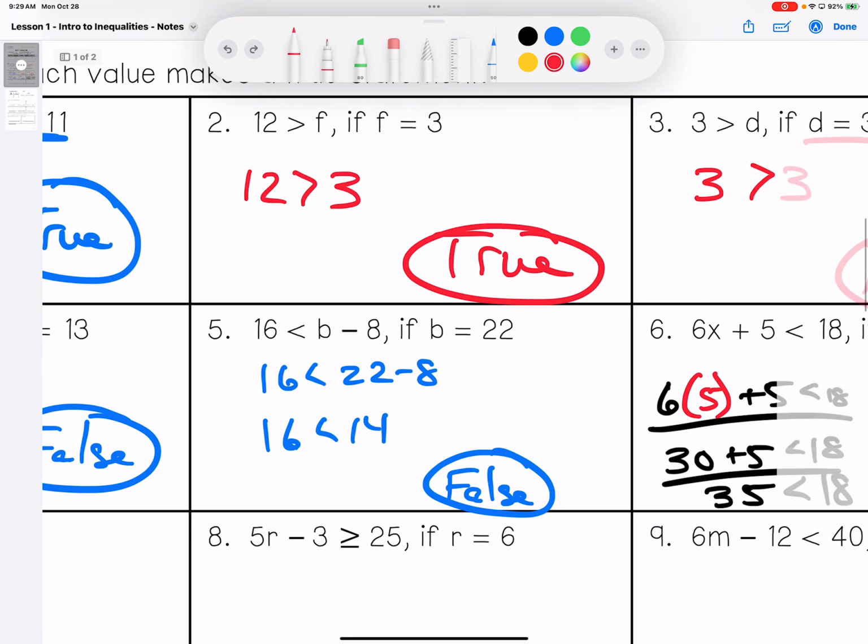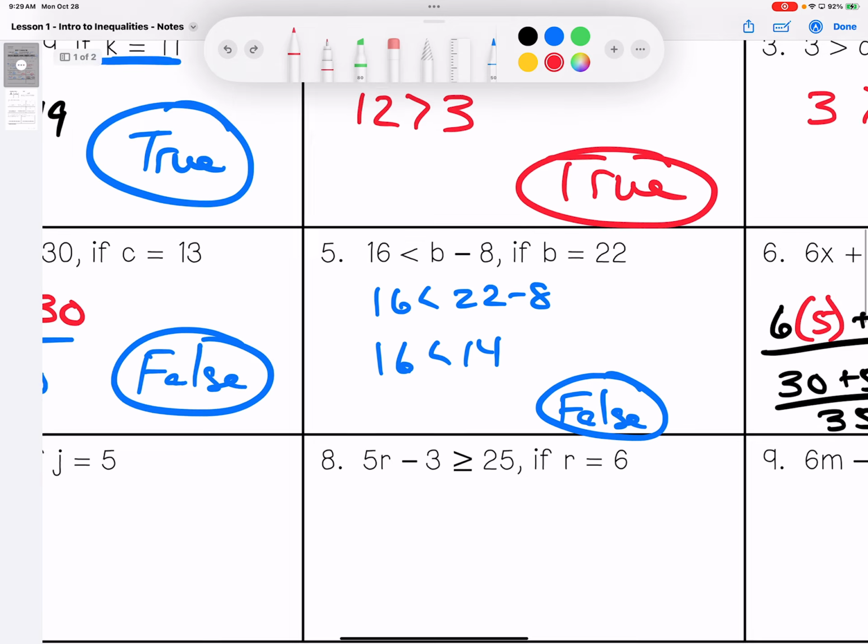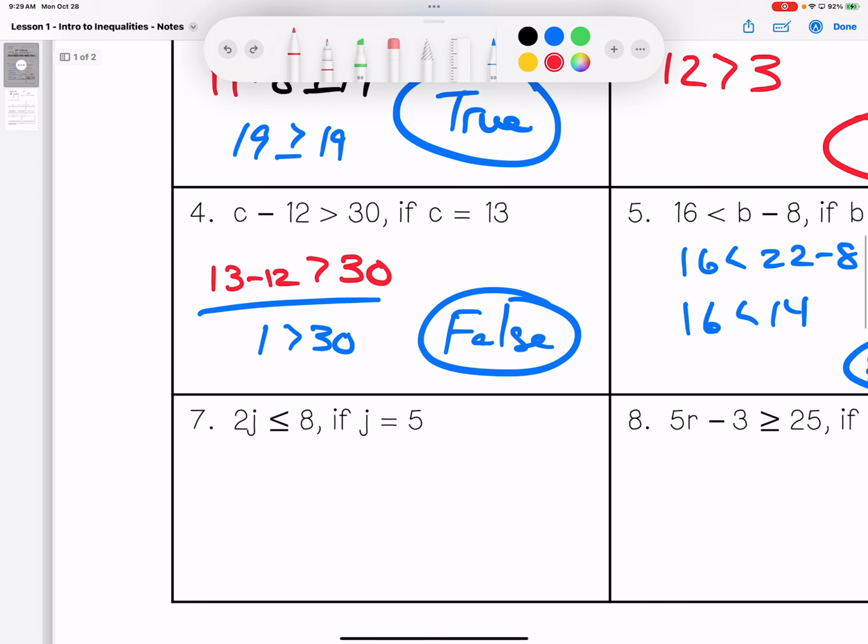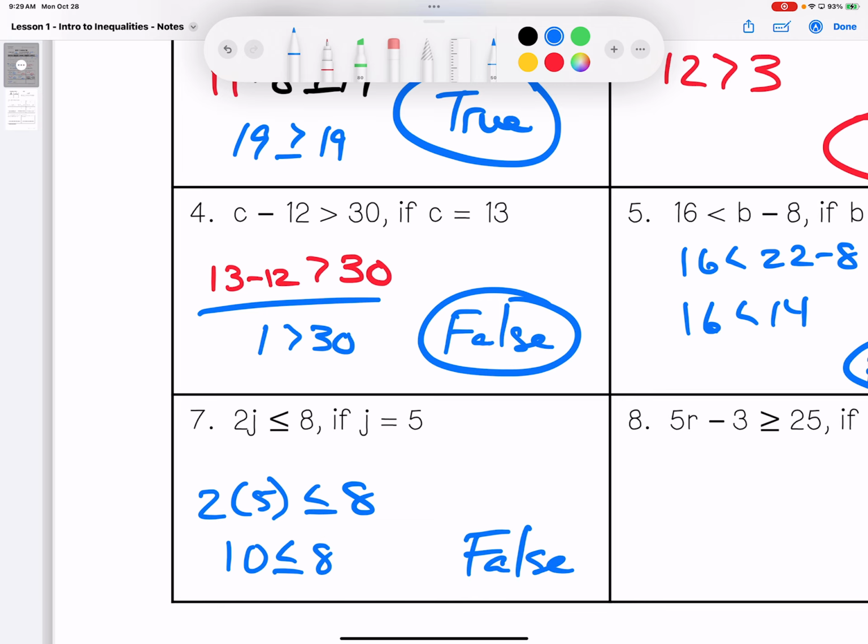Okay. Already did number 6, so I'm going to go down to 7. I'm going to plug 5 in for J, so 2 times 5. Why did I put it there? Because it's butted up next to 2, so I need to put it in parentheses so I don't multiply. 2 times 5 is 10. Is 10 less than or equal to 8? That is a false statement.